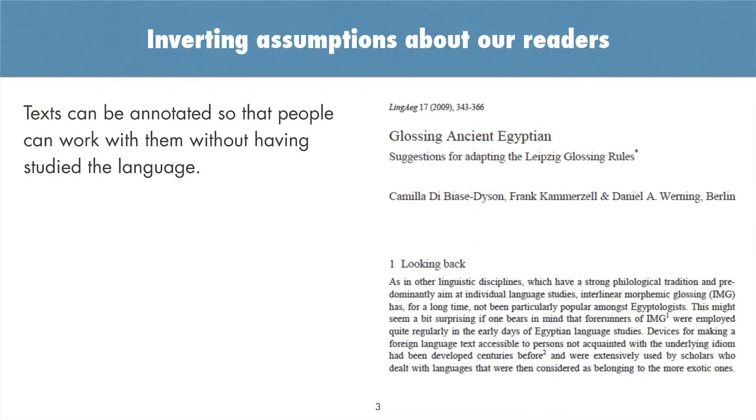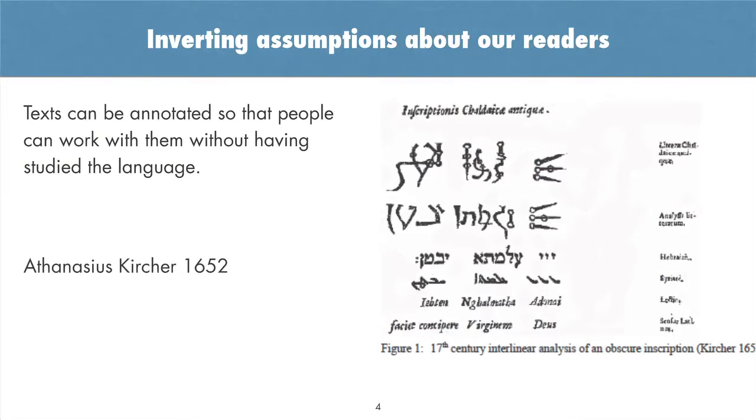Okay? So basically, texts can be annotated in such a way that you do not have to have studied the language to read them. Linguists do this all the time. It's not a new idea. Here's some intensive linguistic annotation by the brilliant Jesuit Athanasius Kircher from the 17th century.